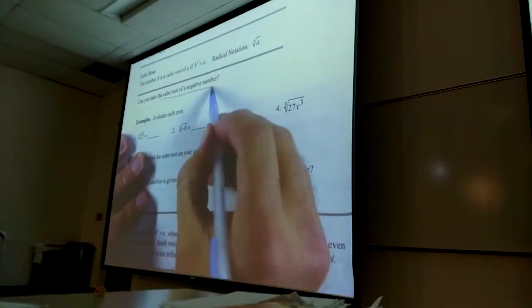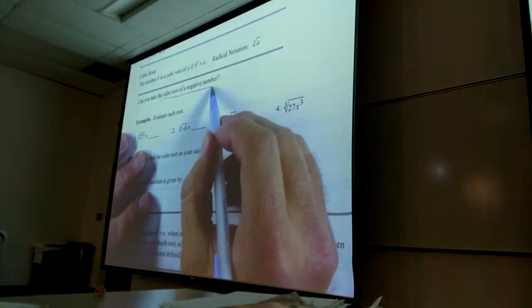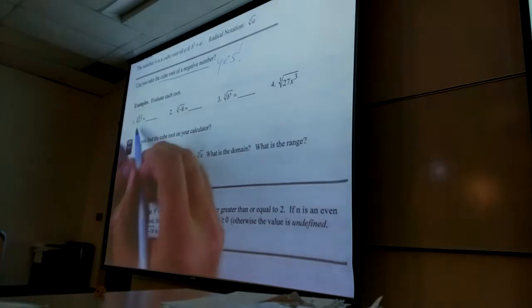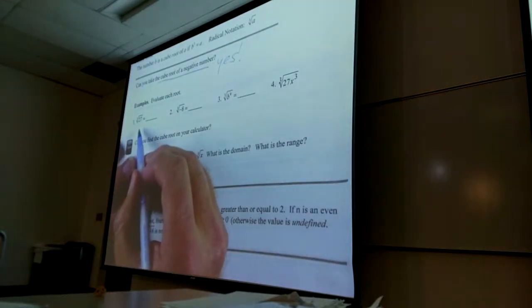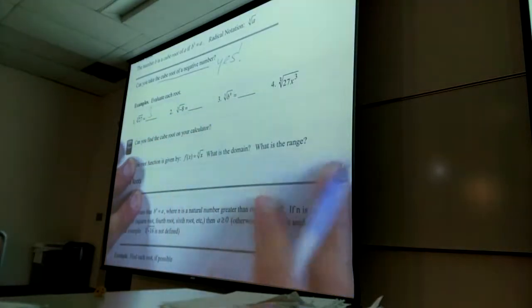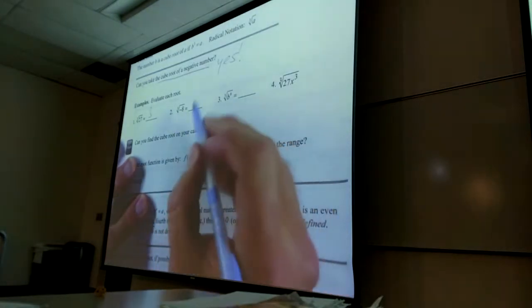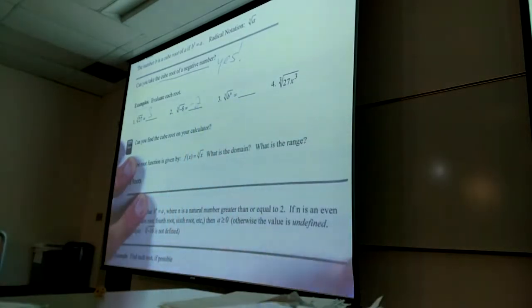Can you take a cube root of a negative number? Yes. We just did. So that's an easy one. How do you know? Because we already did this one. Cube root of 27 is 3. And the cube root of negative 8 is negative 2, because 2 times 2 times 2 is 8, and then you've got to make it negative so it ends up negative. Let me stop there for a second. Are you guys with me?